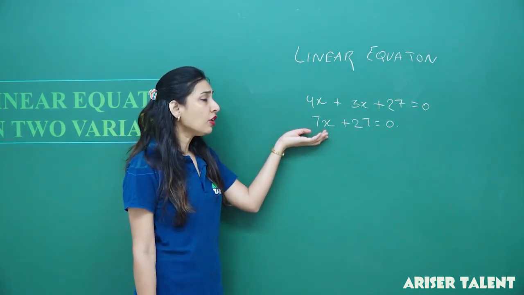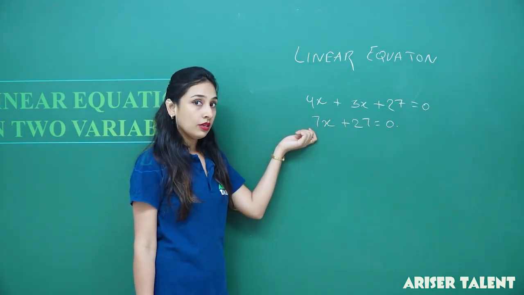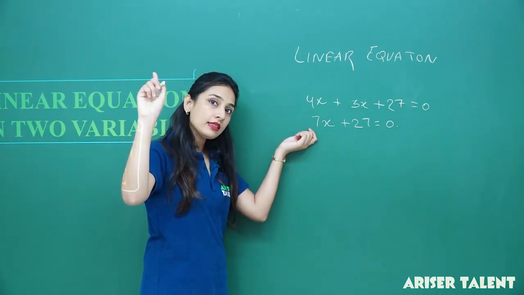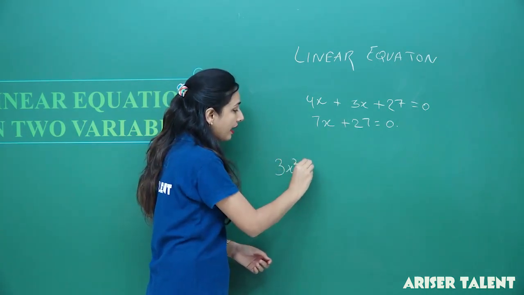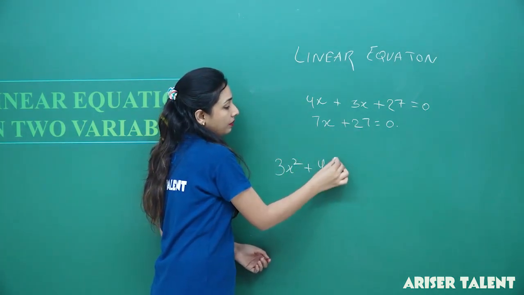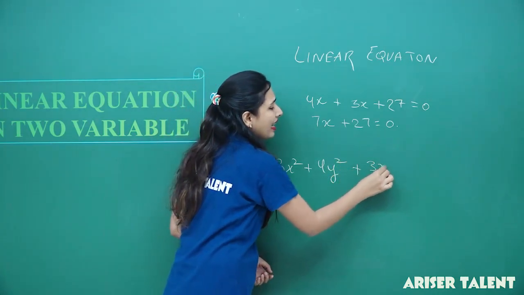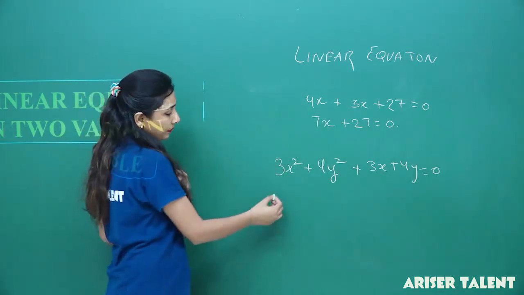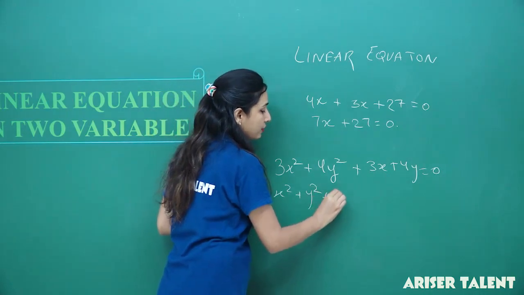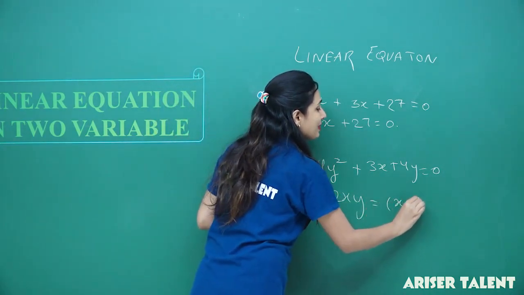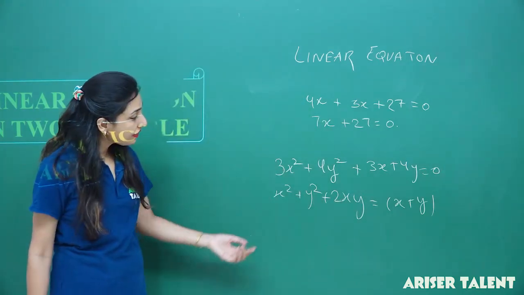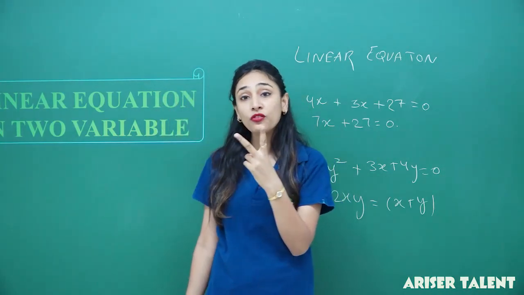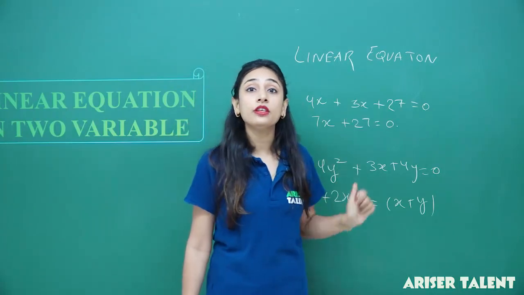Now, is it not possible to have more than one variable in a polynomial? Yes, I can have this polynomial as 3x square plus something 4y square plus 3x plus 4y equals to 0, right? And we have also seen formulas like x square plus y square plus 2xy equals to x plus y. These formulas we have seen. So here we are having the x variable and the y variable. So the number of variables is 2. Students, the number of variables can be more than 1 in an equation.